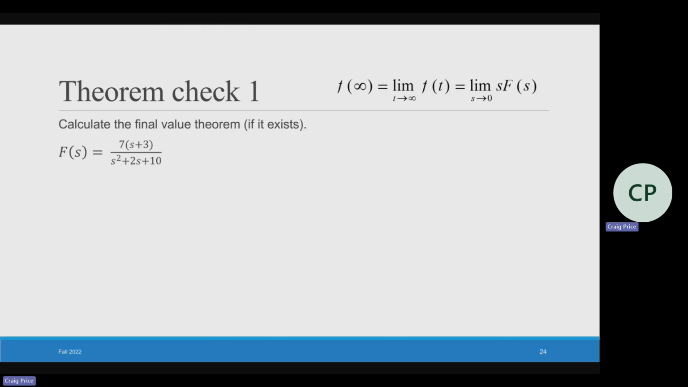Let's see, do we have an example problem? All right. So let's just show you what it looks like. So this is our theorem check. We're going to calculate the final value theorem if it exists.